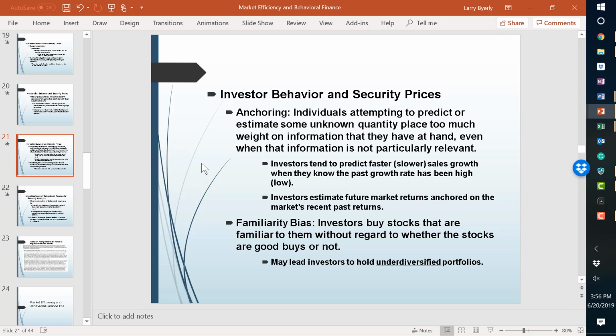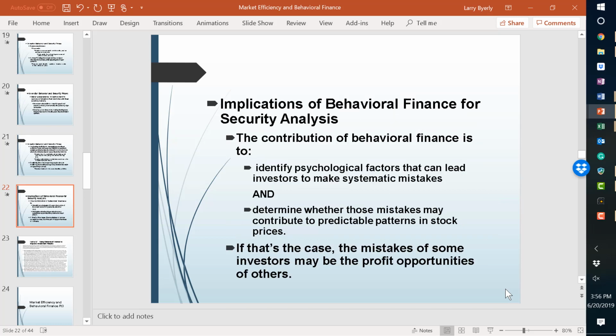Familiarity bias basically says we tend to buy stocks that are familiar to us without regard to whether or not they're good buys, right? So this might lead us to hold under-diversified portfolios, holding a portfolio that is too small relative to the theory of spreading out our investments over a variety of investments.